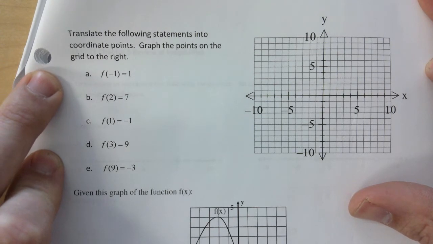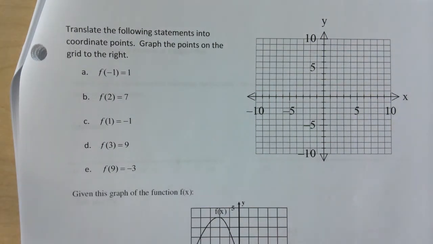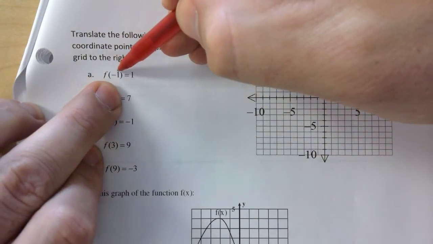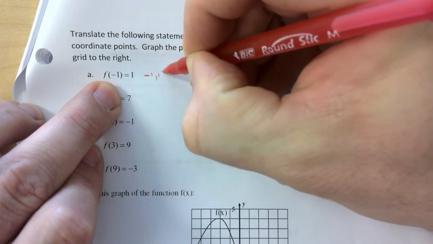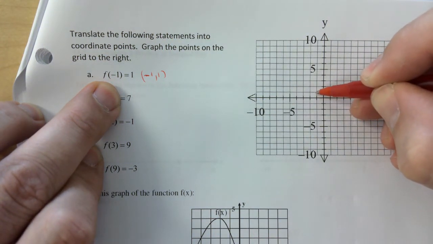Okay, translate the following statements into coordinate points. Graph the points on the grid to the right. I'm going to use a different color here to make it stand out a bit more. But this point right here is saying when x is equal to -1, y is 1. So starting at the origin, we go -1, 1.